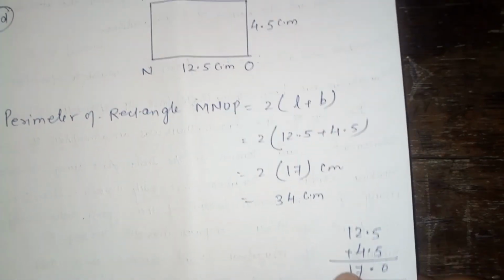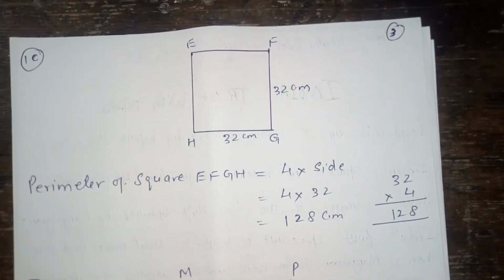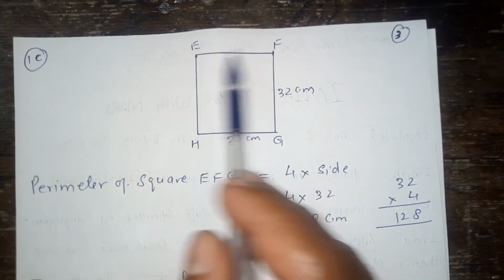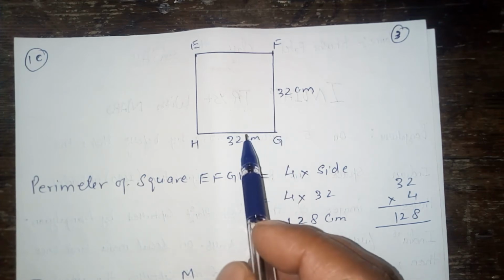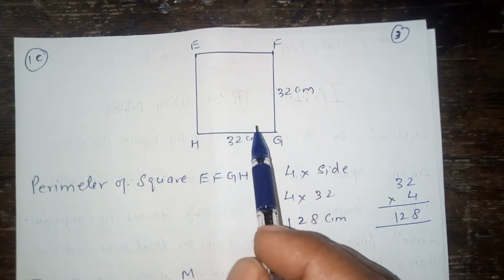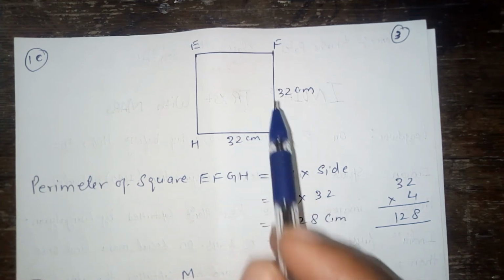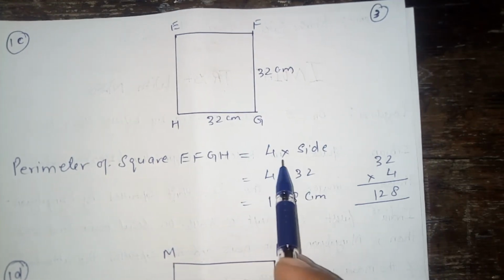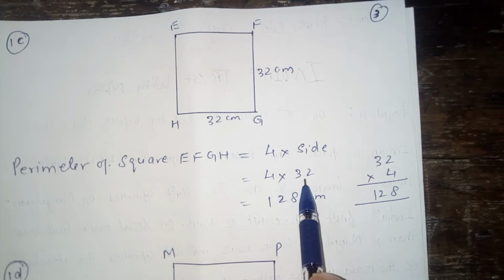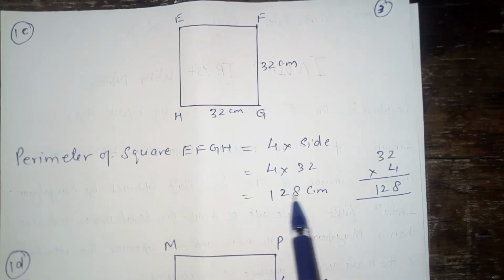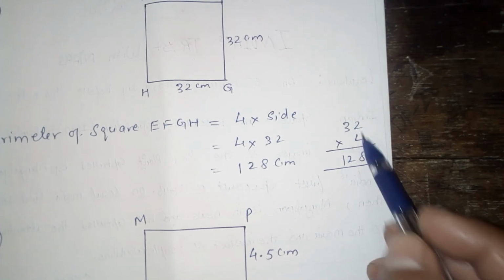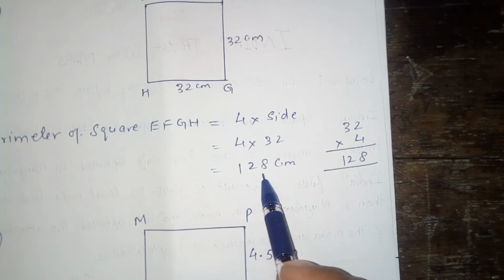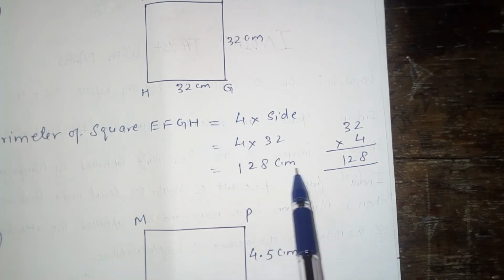Again, I have one more question. In this question, we will find out the perimeter of square EFGH. This is a square. In a square, all sides will be equal in length. Side is 32 centimeter. So perimeter of square EFGH is equal to 4 into side. 4 into 32 will give you 128 centimeter. Now look here, 4 twos are 8 and 4 threes are 12. 128 centimeter is the perimeter of the given square.